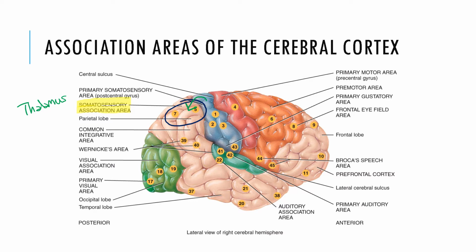So the somatosensory association area allows you to determine the exact shape and texture of an object, and it also has a big role in the storage of memories of past somatic sensory experiences.